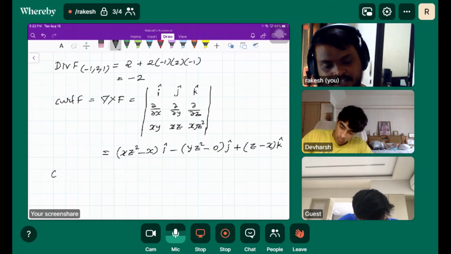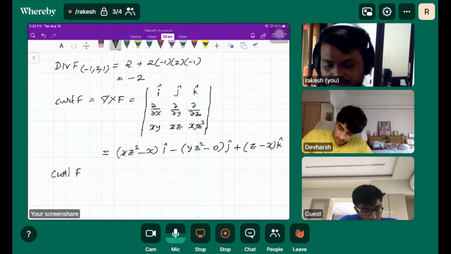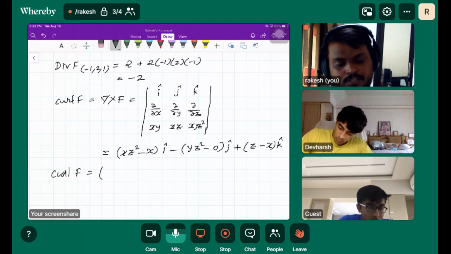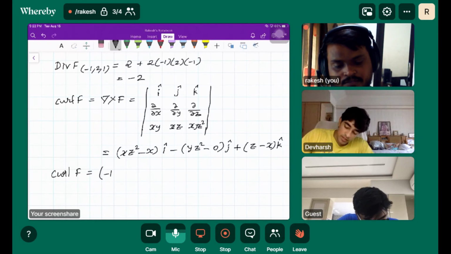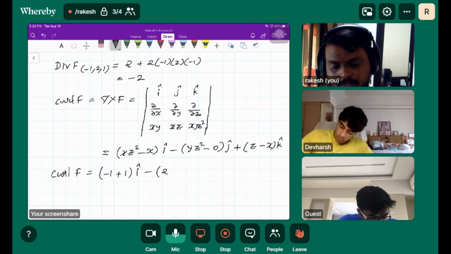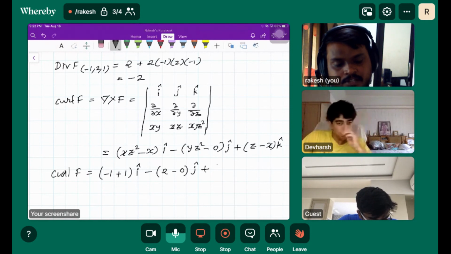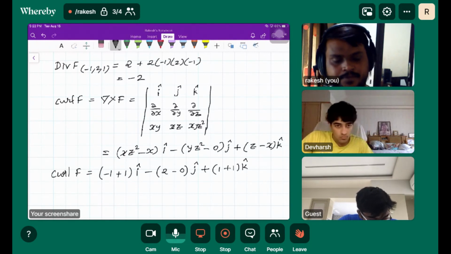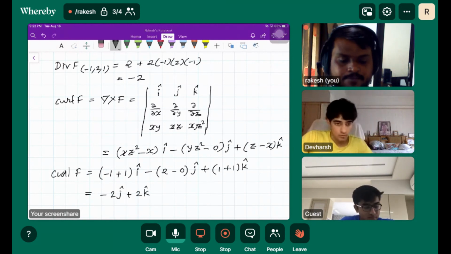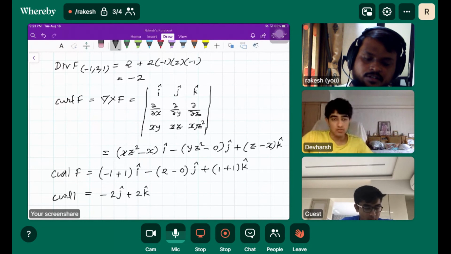Now we have to plug in the point to find the curl at that specific point, which is (-1, 2, 1). With z = 1, the i component is x minus... that is minus 1 plus 1, then minus y is 2, so 2 minus 0 for j, plus z minus x, which is 1 plus 1, for k. So we get minus 2j plus 2k. Okay, so this is the curl of f.